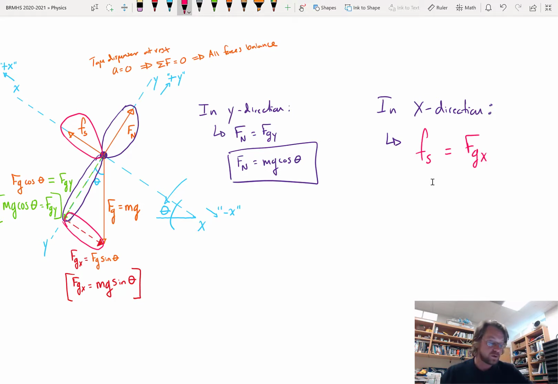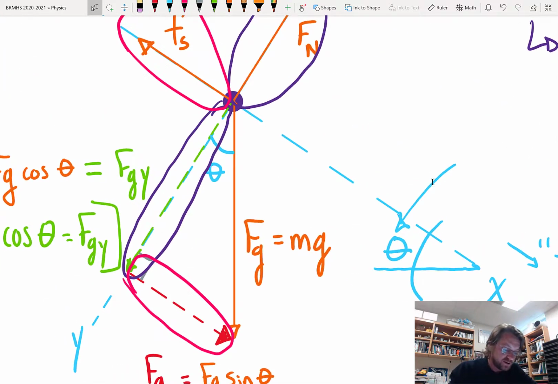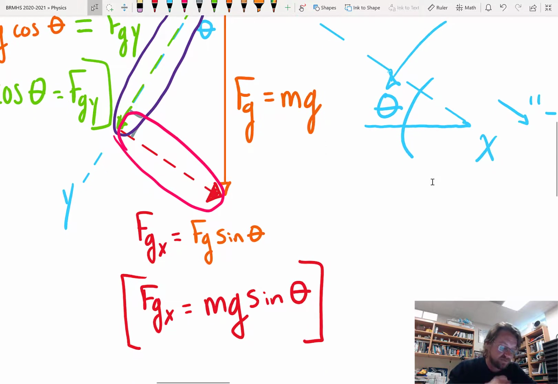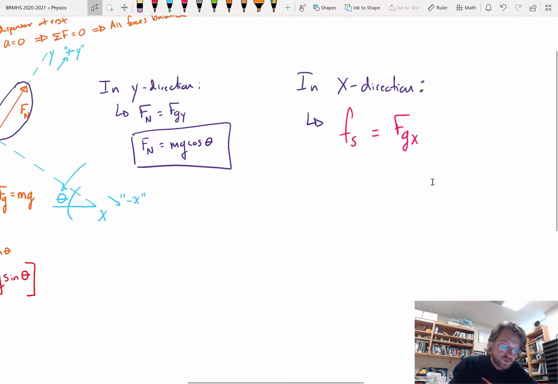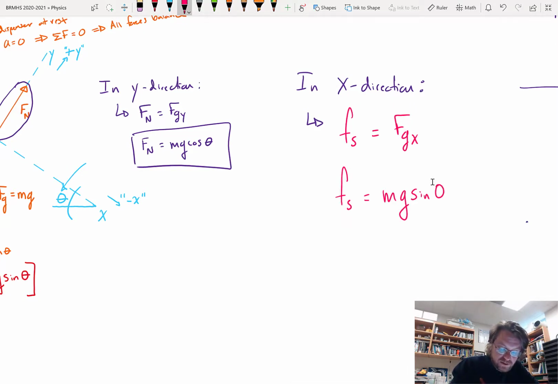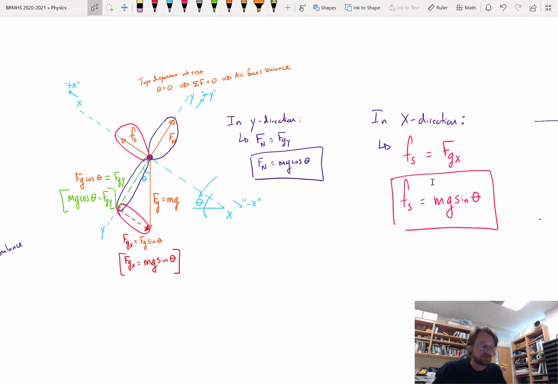And if we've set up our triangle properly over here with theta in the correct spot, then we know that we can express Fg in the x direction as mg sine theta. So I can write that once more as mg times the sine of that inclination angle theta. And there's another true statement that I have about this scenario.